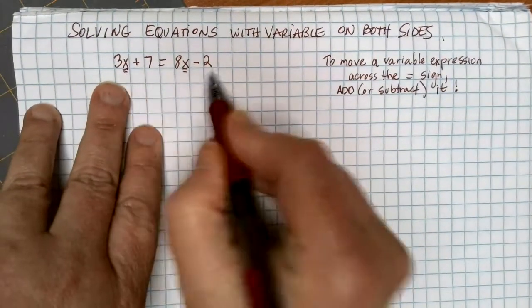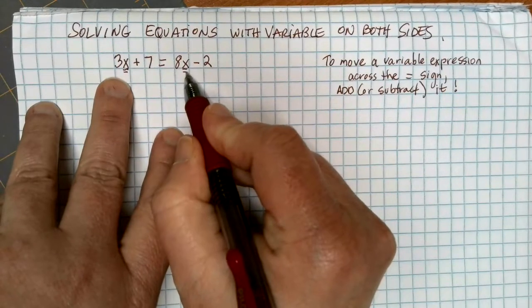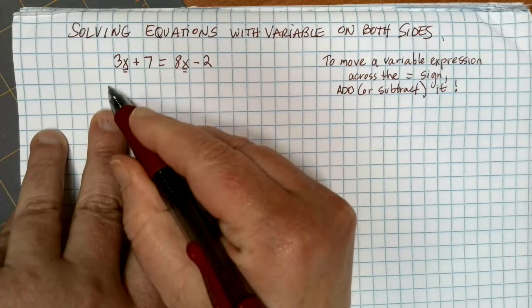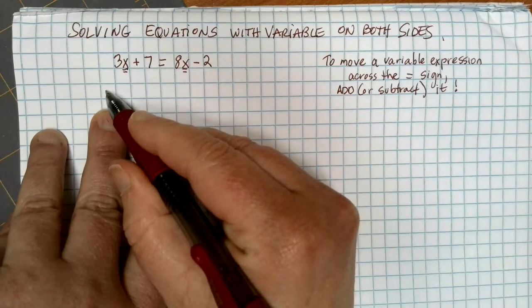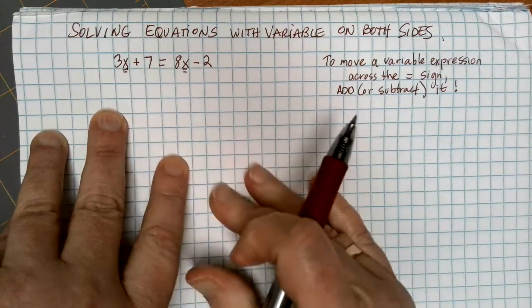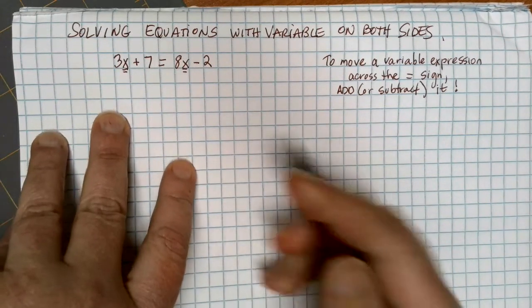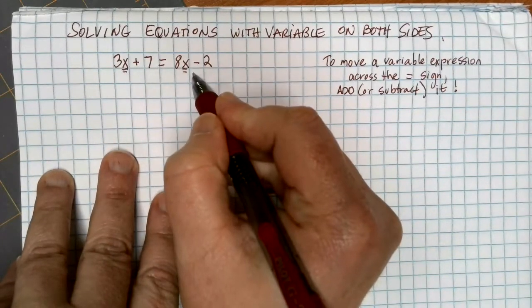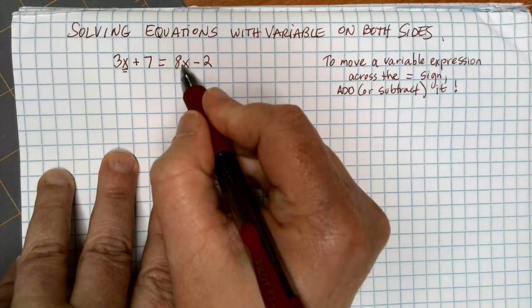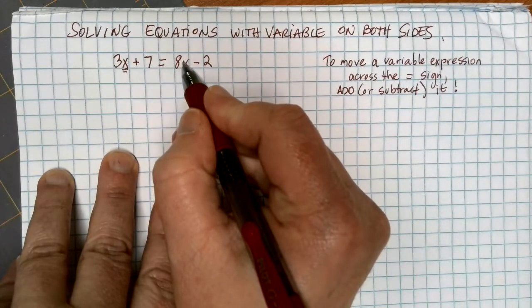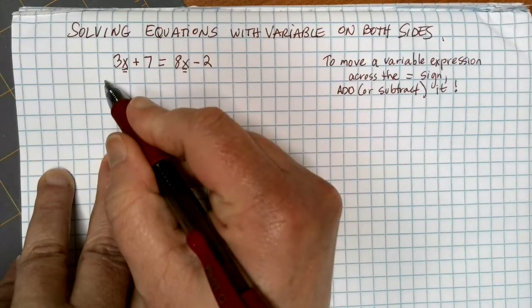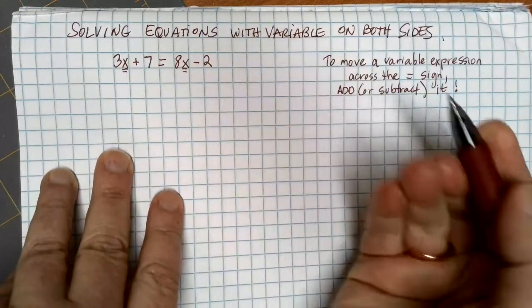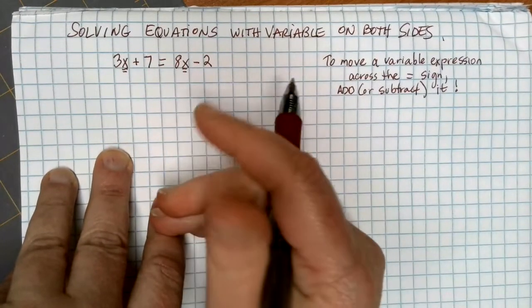Well, in this case, I have a 3x and an 8x. I need to get them to the same side. I either need to move the 3x over to the right, or I need to move the 8x over to the left. It actually does not matter which one you do. The final answer, your intermediate steps may look different, but the final answer will be the same. This is a positive 3x, so we can subtract 3x to move it to the right, or if you decide to move this way to get rid of the 8x, we could subtract 8x to move it to the left. I usually choose to do subtraction in a way that keeps my answers positive. I tend to make fewer silly mistakes in my algebra when I do that.